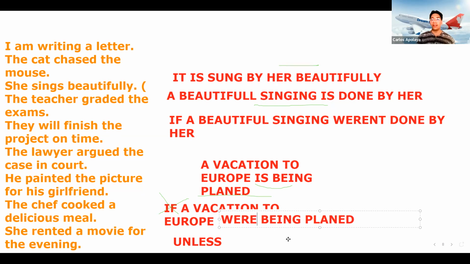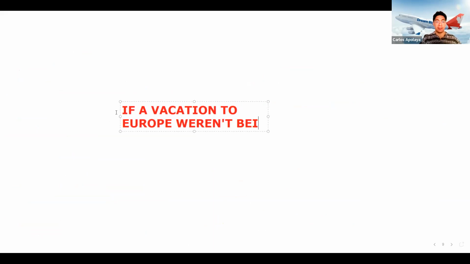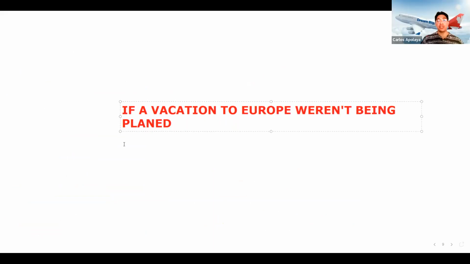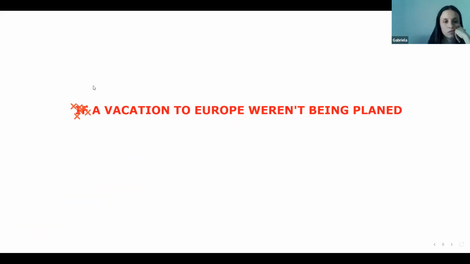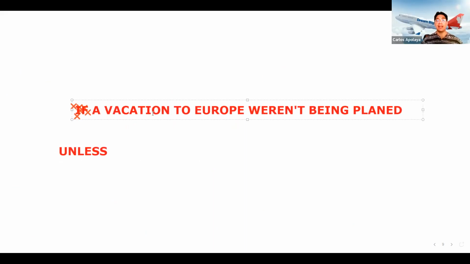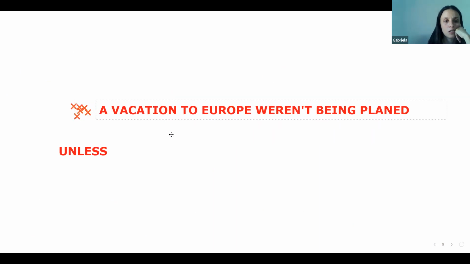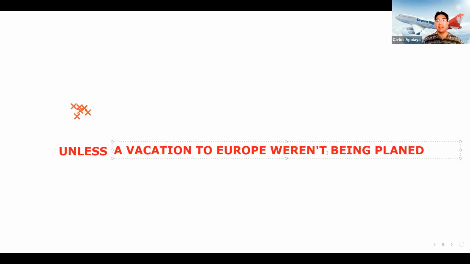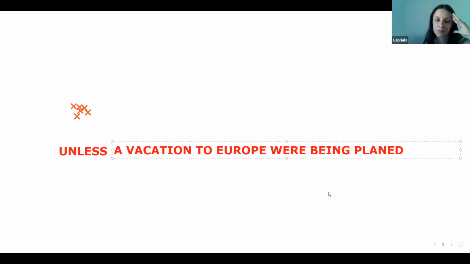¿Te diste cuenta? A ver, vamos a hacer otro ejemplito. Dice así: if a vacation to Europe weren't being planned, ¿cierto? Eso es lo que habíamos hecho. Yo te dije, primero borro el if, le pongo unless. Ahora, si la oración está afirmativa, la pongo en negativa. Y si está en negativa, la pongo en positiva. Unless a vacation to Europe were being planned. Sencillo. Did you understand? Okay.